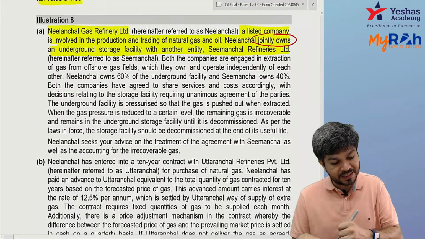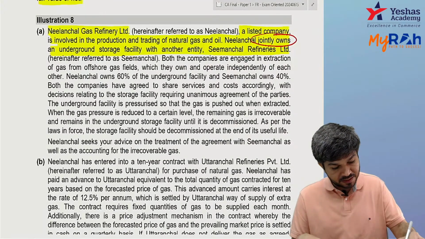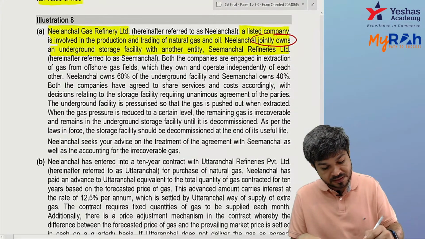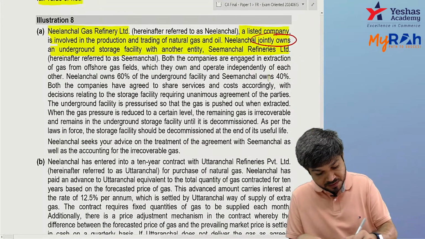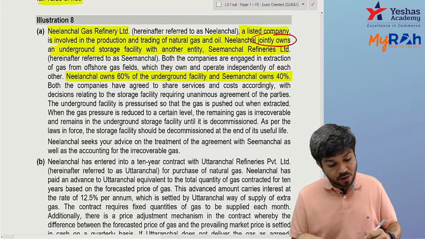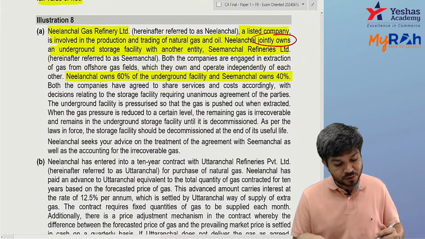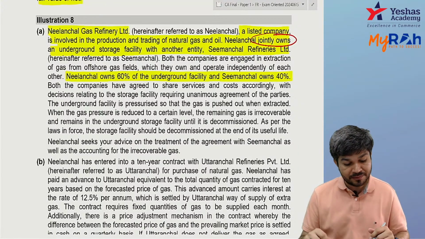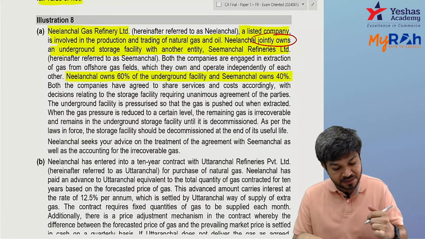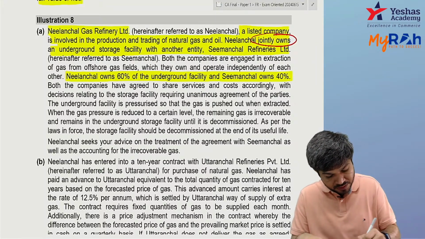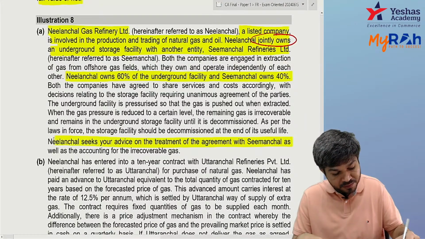Both the companies are engaged in extraction. Okay. Neelachal owns 60% of the underground facility, Simanchal owns 40%. They bear the cost also that way. The underground storage facility is pressurized so that the gas is pushed out whenever extracted. When the gas pressure is reduced, the remaining gas is irrecoverable. Okay. Now the question is about your agreement with Simanchal.